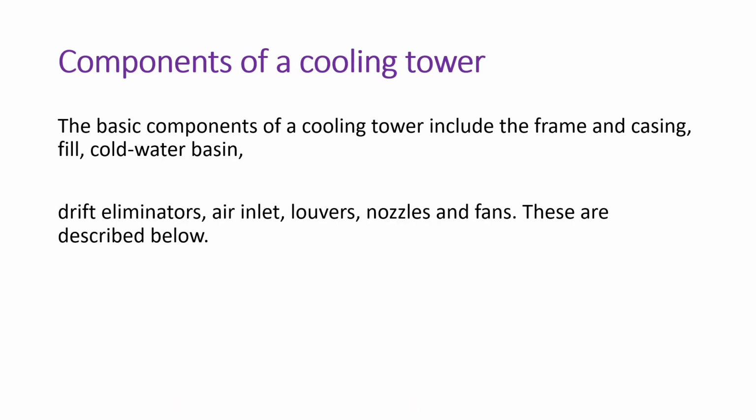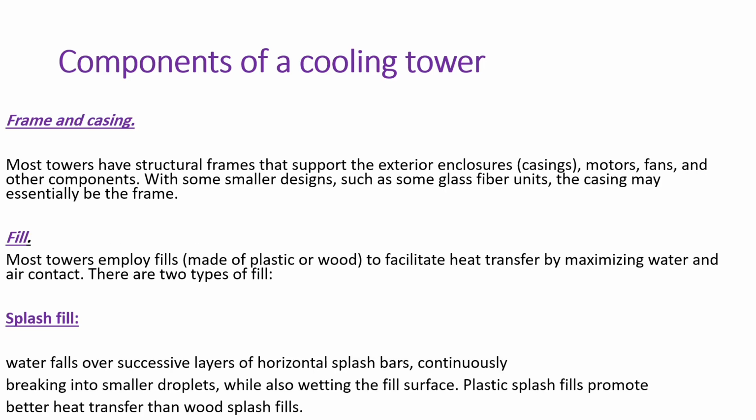The components, as we said, start with the frame. Most towers have structural frames that support the exterior enclosures, casings, motors, fans, and other components, with some smaller designs such as some glass fiber units. The casing may essentially be the frame. Frame and casing provide structural support. It is the foundation of this cooling tower, like the main thing. So it provides structural support for fans, motors, and tower walls.